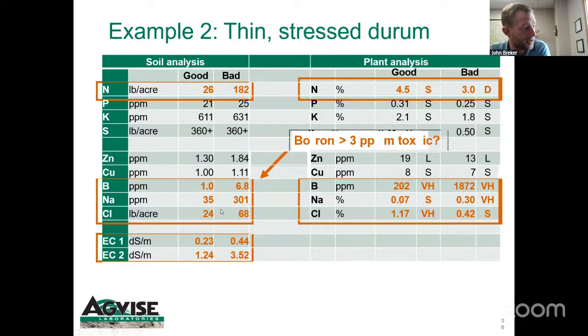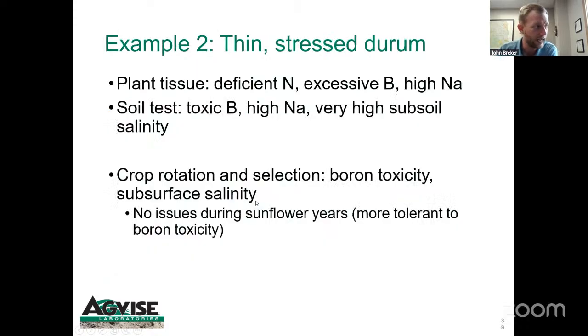Also notice the sodium levels were very high, and we look at the salts in that profile. The surface soil, not terribly bad. I mean, salts are only 0.44. Most crops should grow pretty well. But we then look at the subsoil salts, and that's up at 3.5. So there definitely is something going on with the boron and the sodium. And we start to compare what's going on between the plant tissue and the soil test levels. I think we got a good case of boron toxicity that's also probably linked up with some sodic soil characteristics.